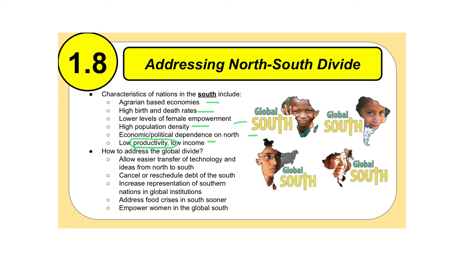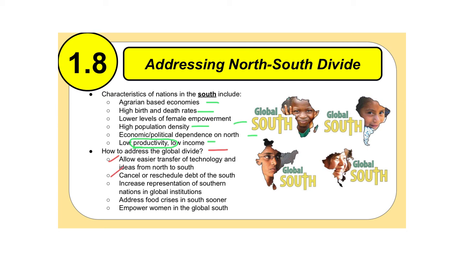So with these large varying differences between global north and global south, we need to come up with some way to address this global divide, because this simply isn't fair, to be perfectly honest. So how do we address it? Well, first we should allow easier transfer of technology and ideas from north to south. So why are we not spending more time trying to go into the south and help? We have the capability to do that. We should be doing more to help.